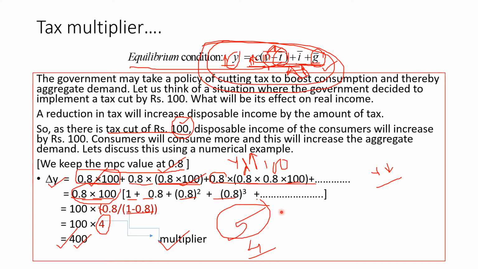Because the direct effect is missing, your tax multiplier, that is 4 here, is smaller than the government expenditure multiplier, which was 5, assuming MPC equal to 0.8. So let's go to the next slide to understand it more clearly.